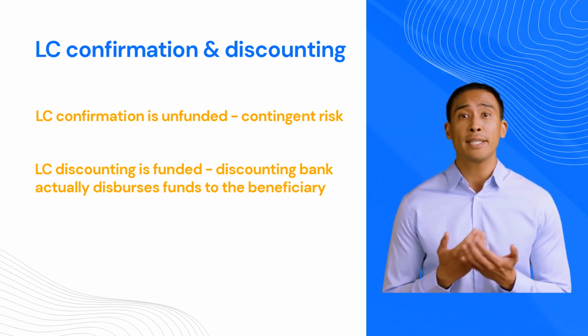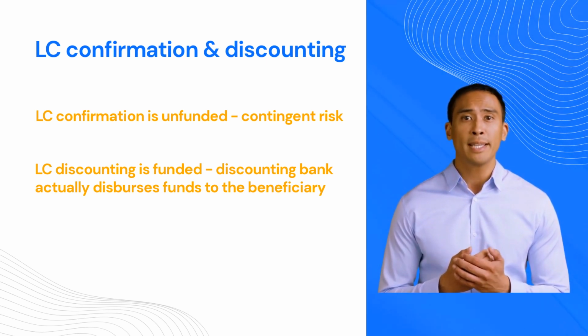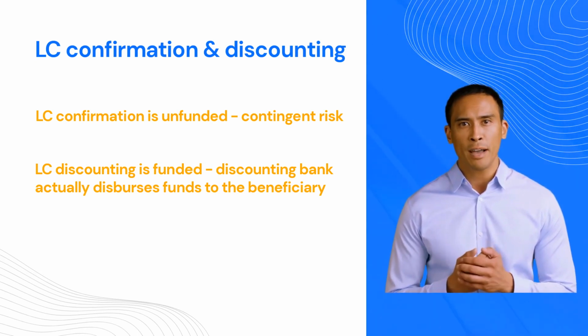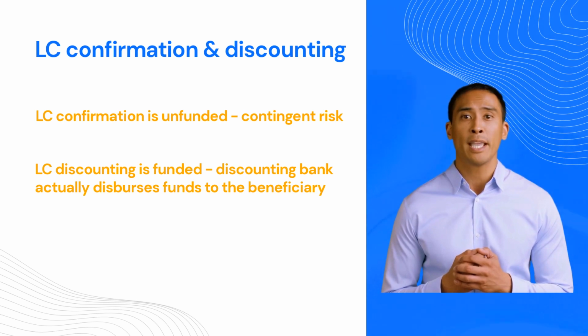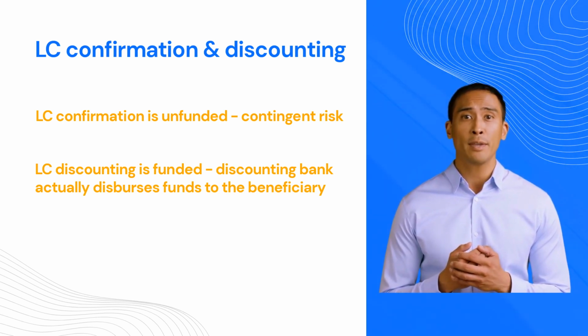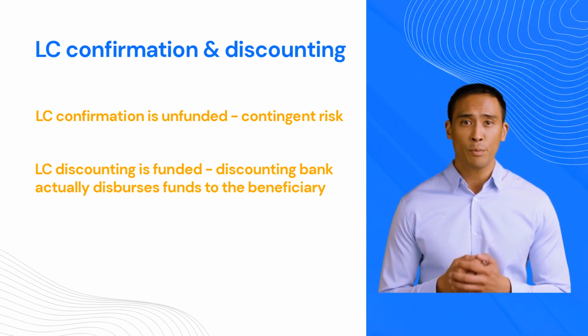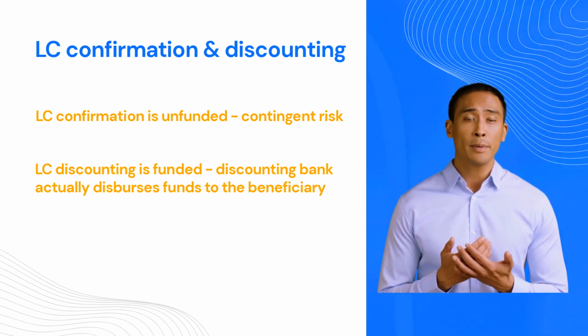The process of LC discounting typically involves the exporter or supplier presenting the LC and the required shipping documents to the discounter, who will then verify that the documents are in order and that the LC is valid. Once the discounter is satisfied that the LC is genuine and in compliance with the terms, they will purchase the LC from the exporter or supplier at a discounted value and pay them the agreed upon amount.